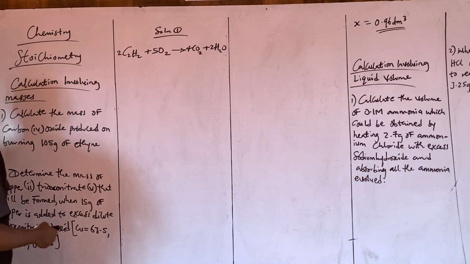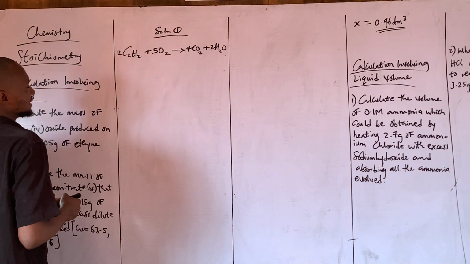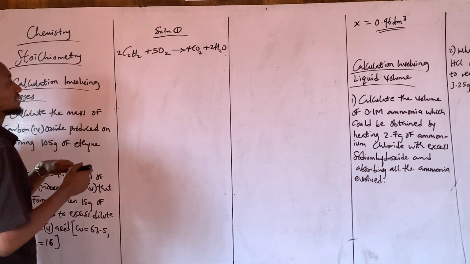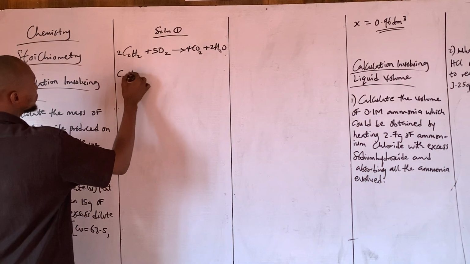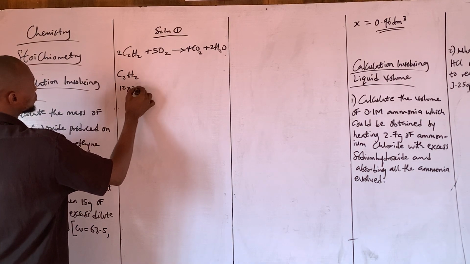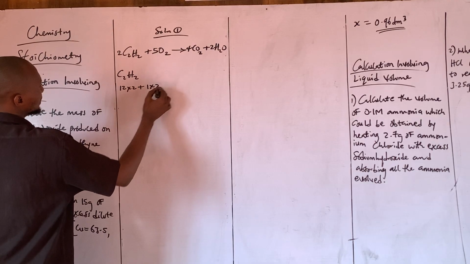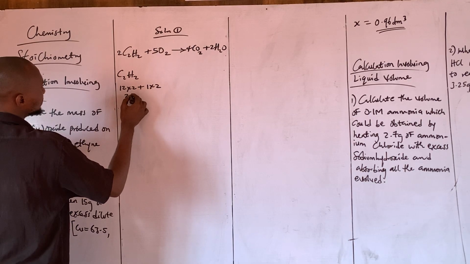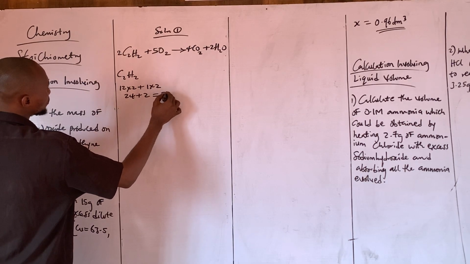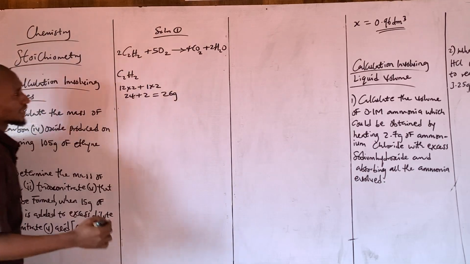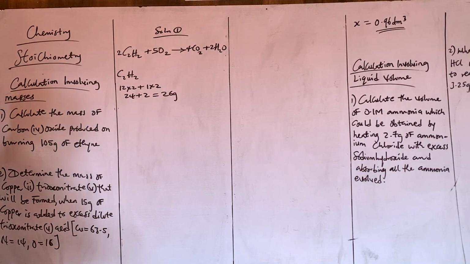Yes. Good. So now, you know that the mass of ethyne, which is C2H2, this is 12 times 2 plus 1 times 2, right? This is 24 plus 2 is equal to 26 gram. Do you understand that? Yes. Do you understand now? Yes.